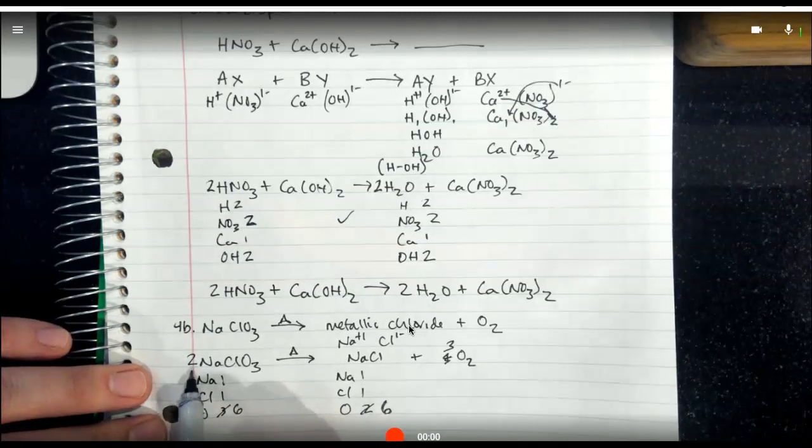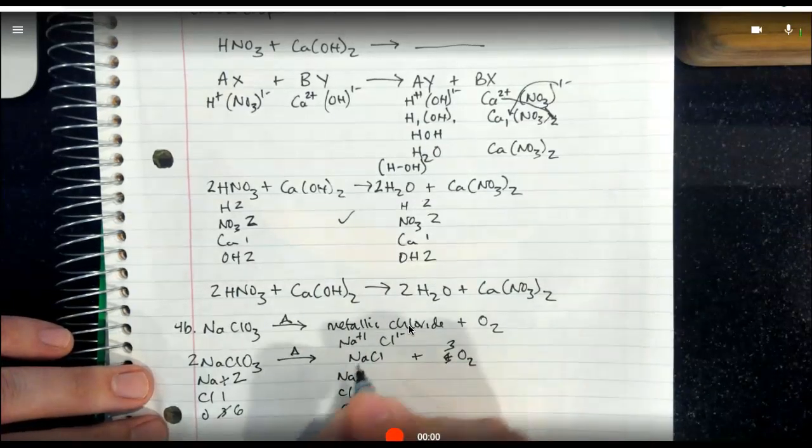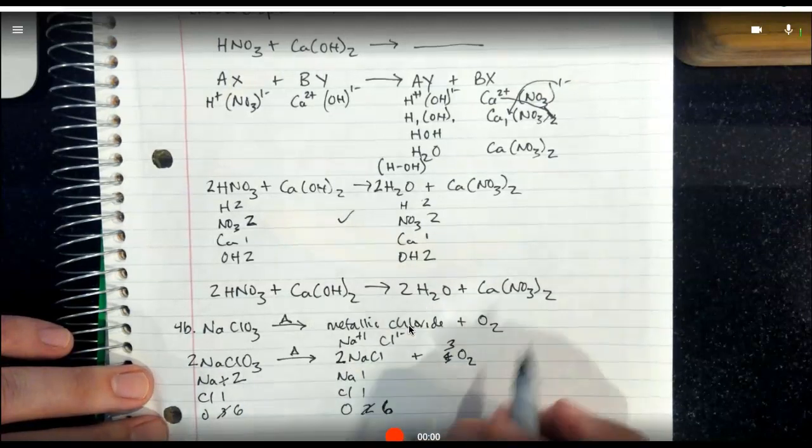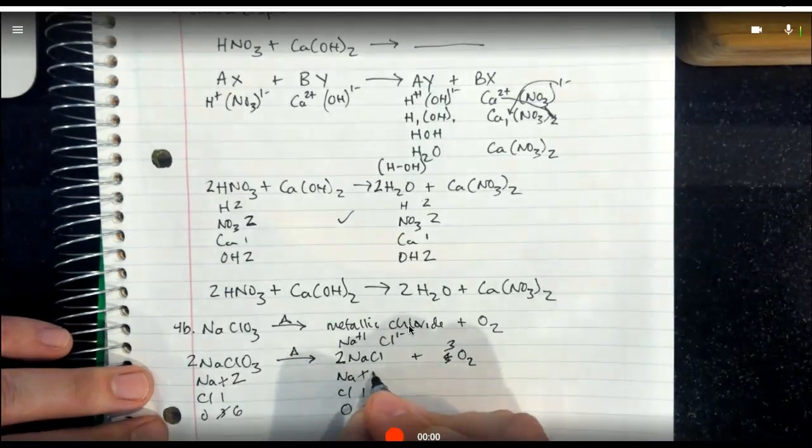Anytime you change a coefficient, go back and check your other substances. We have 2 sodiums. Now we need to put a 2 as our coefficient in front of NaCl. Just a reminder, we can only change the coefficient. Once we have the right chemical formula, that has to stay the same. We can change the coefficient though.